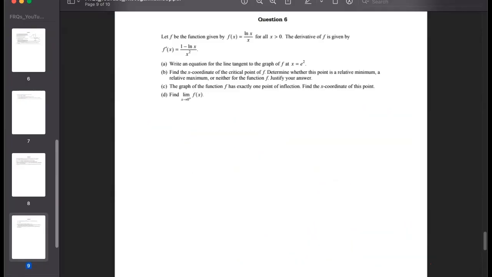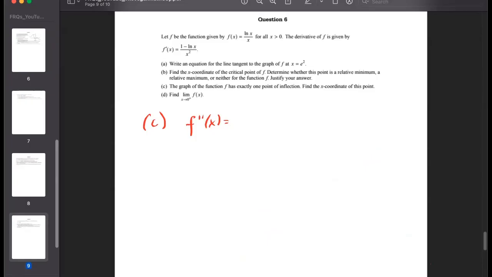Let me go ahead and go to part C. They're talking about the graph of f having exactly 1 point of inflection. We need to find the coordinate of this point. So that's the second derivative. We already have the first derivative, thankfully. So all we really need to do is apply the quotient rule to that f prime to find the second derivative.